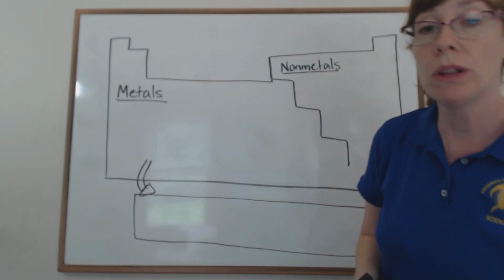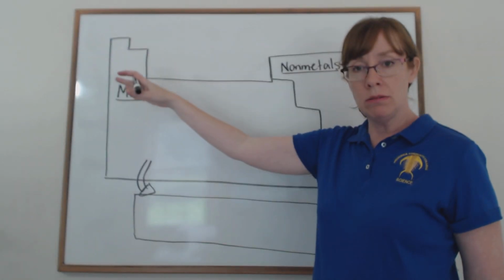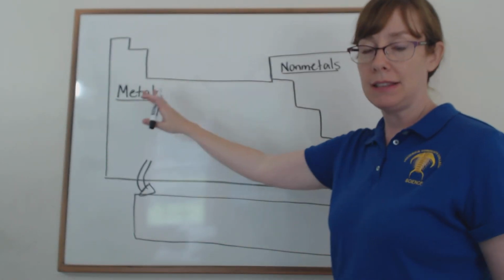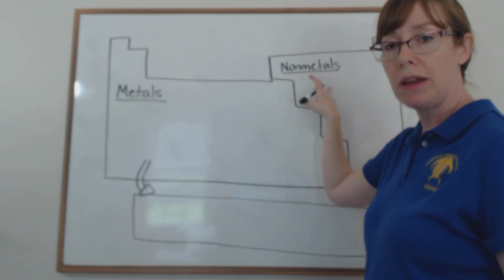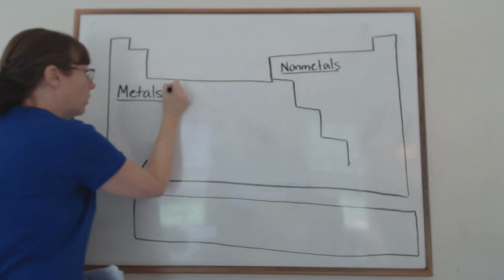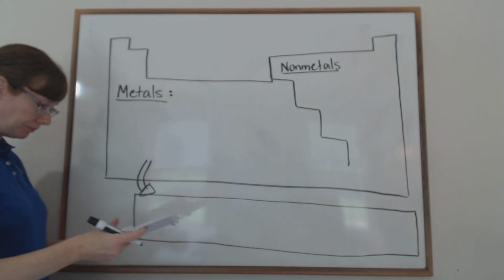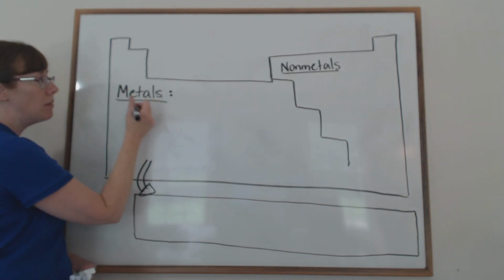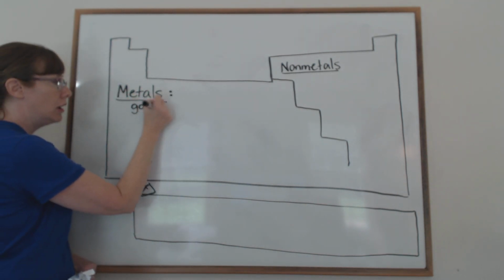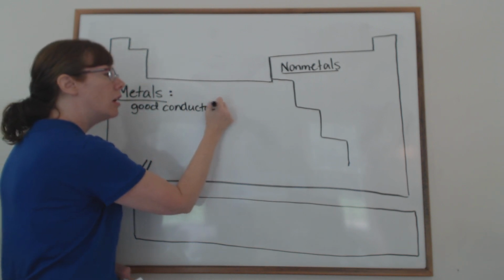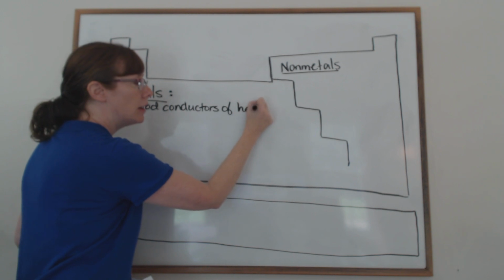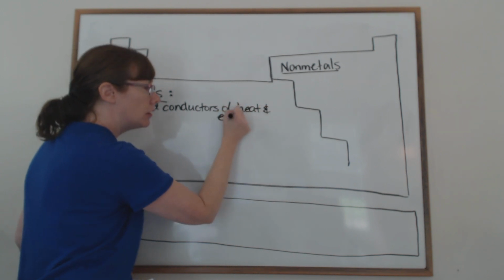So let's go ahead and give you a little bit about what is a metal. I mean, other than the fact that it's to the left of the zigzag line, what is a metal? What are some of the properties? And then we'll talk about nonmetals. So most important things, metals. Metals are good conductors of heat and electricity.